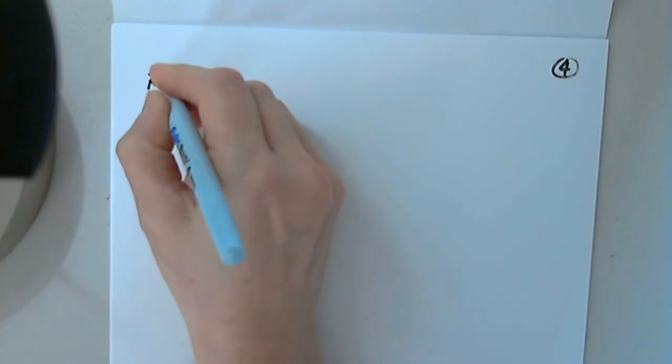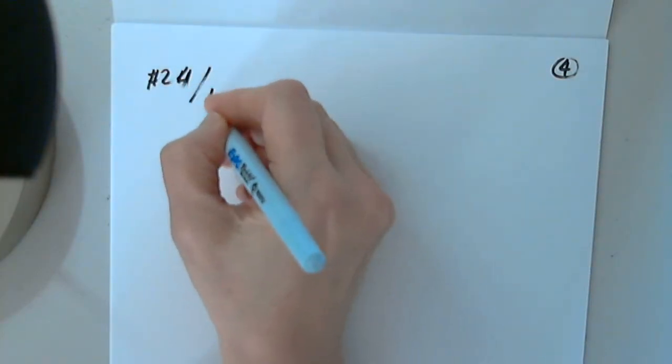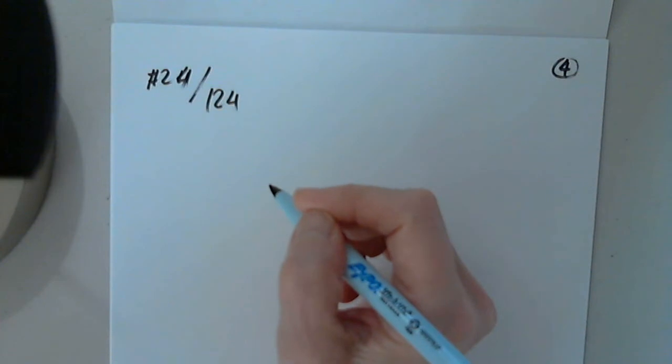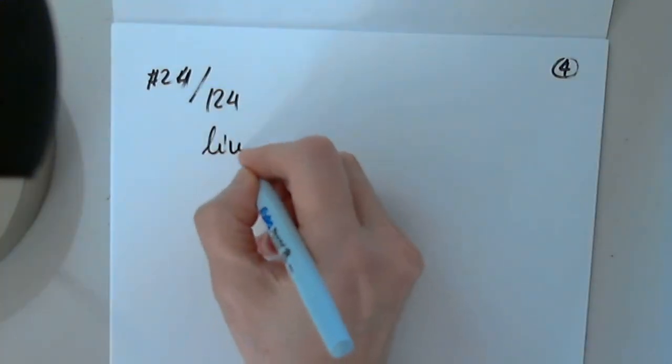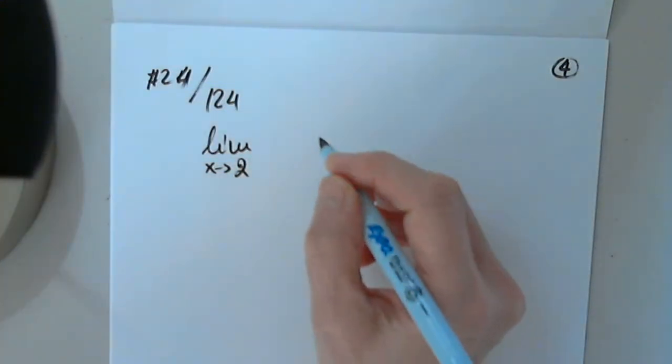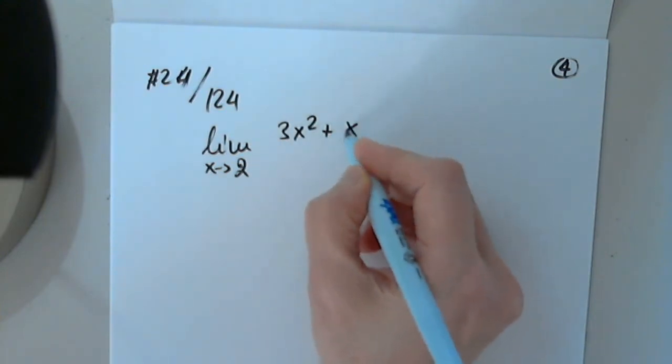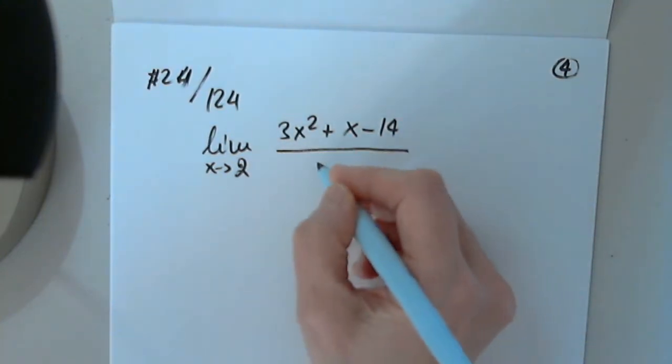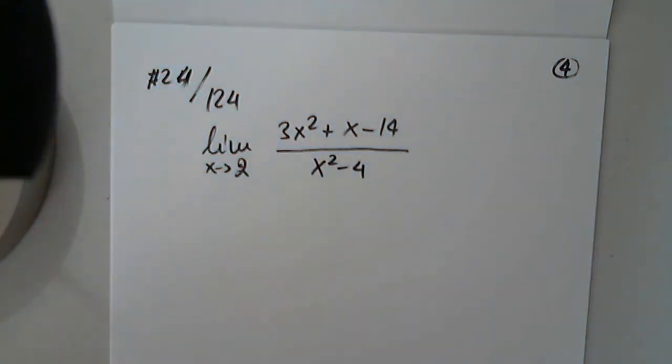Okay, so I found a first question. If you have something for us, you can choose, of course. So I don't know, 24 on page 124 caught my eye. So we have the limit as x approaches 2 of (3x squared plus x minus 14) divided by (x squared minus 4). So here's a limit. How do I think about it? What do I need to do? What will be my first thought here?